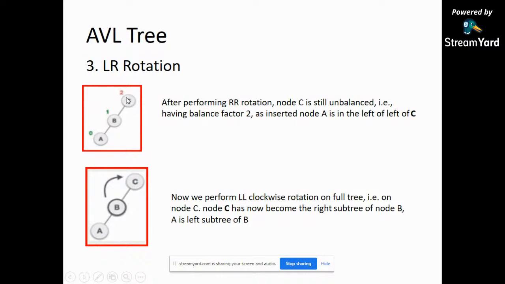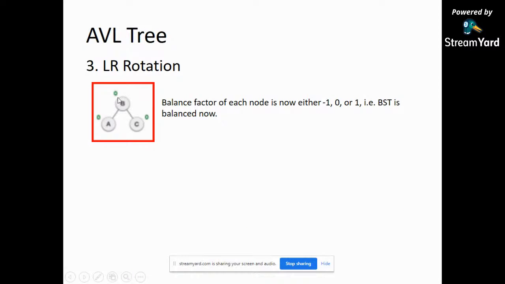Still the balance factor of C is not proper. So again we'll perform one clockwise rotation here. This clockwise rotation will bring B to the root node, then A to the left and C to the right. So here you can see B will become the root node, A will be at the left and C will be at the right. Now the balance factor is 0, which is in the range -1, 0 or 1. So now the tree is balanced. So this is LR notation.